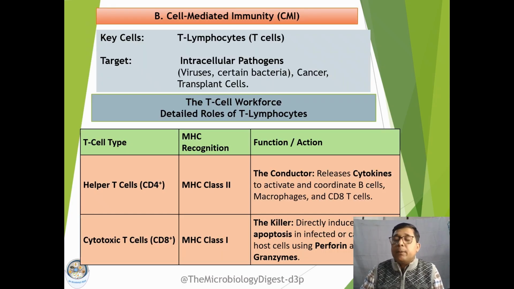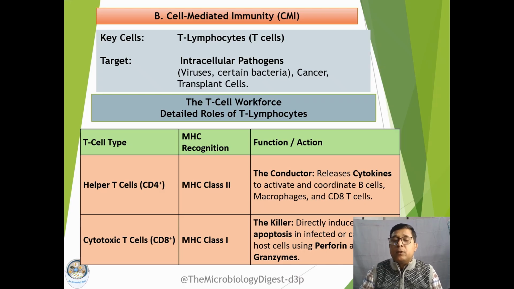Then the second arm is cell-mediated immunity. Here the key cells are the T lymphocytes, and this immunity is mostly mounted against intracellular pathogens like viruses, and some bacteria which remain intracellular. Then cancer and transplant cells. This arm of immunity is active against these intracellular types of pathogens. Two subpopulations of T cells take part: helper T cells or CD4 T cells, and cytotoxic T cells or CD8 T cells.